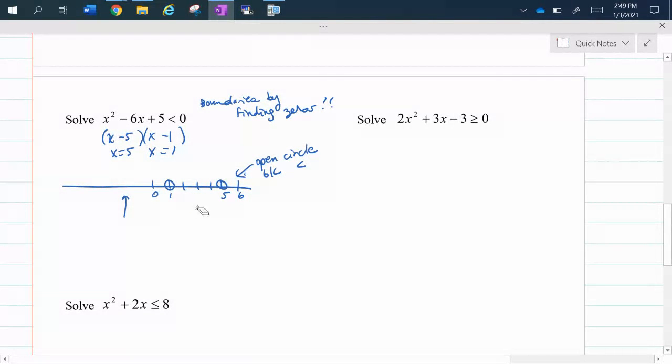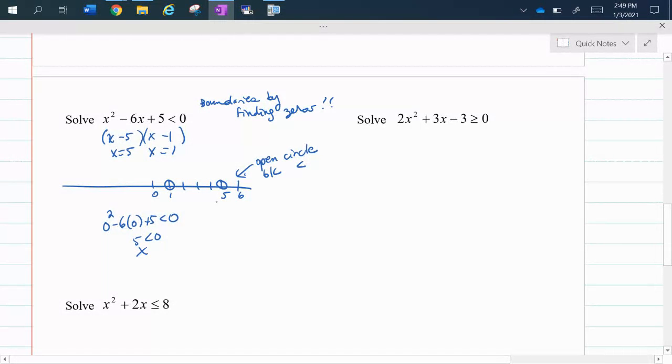So we have to pick some test numbers. So I'm going to pick a number that is less than 1, like 0. And I'm going to plug 0 into the original inequality. And that says that 5 is less than 0, and that is false. So since that's false, the solutions are not less than 1.